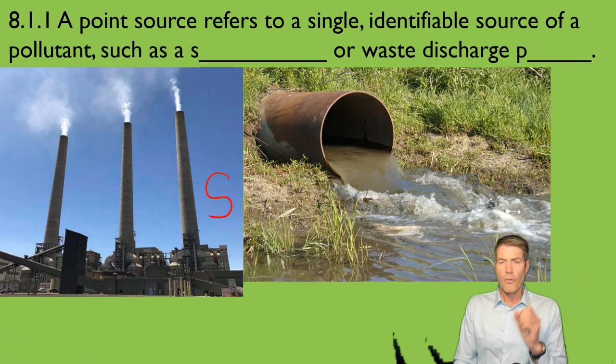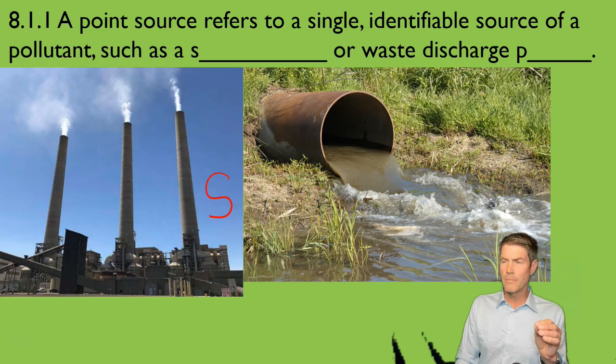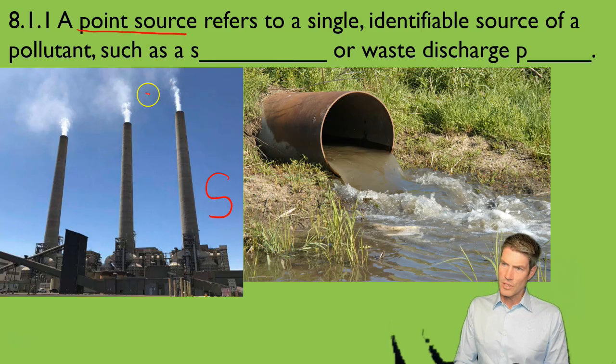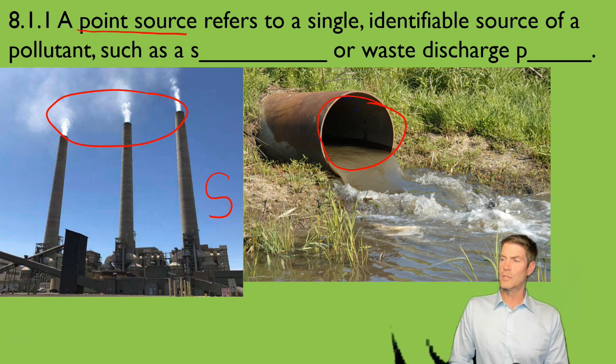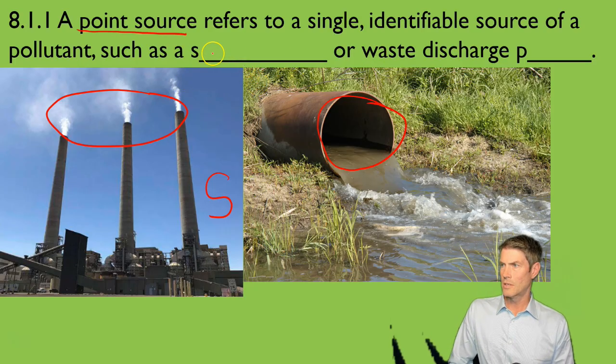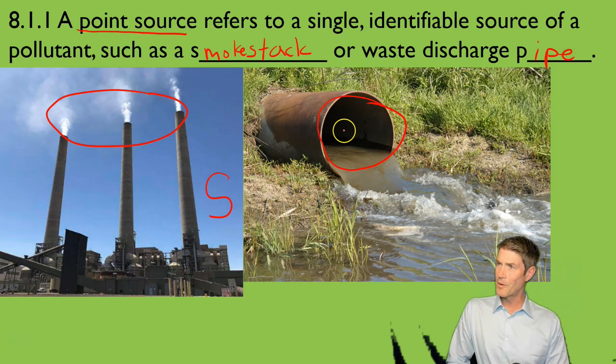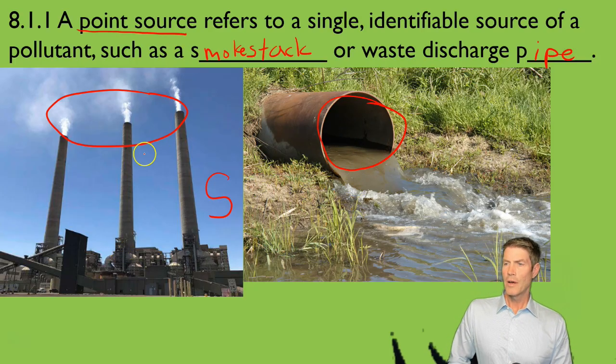So one thing I've mentioned before is this idea of point source pollution and non-point pollution. We'll first talk about point source. That's where you have a single identifiable source, like you see smokestacks, or you have an outfall pipe from, say, roads, neighborhoods, or a factory. So such as a smokestack. Let's write that in. A waste discharge pipe.